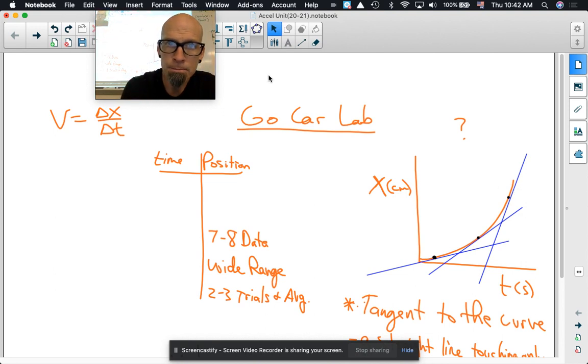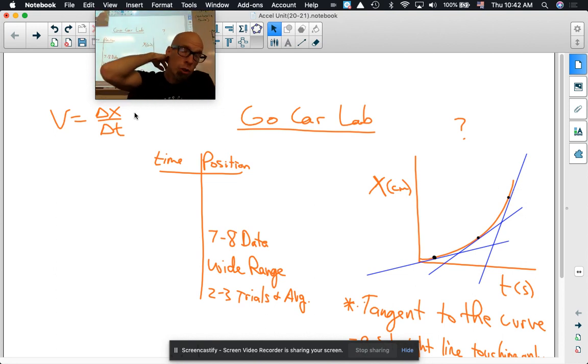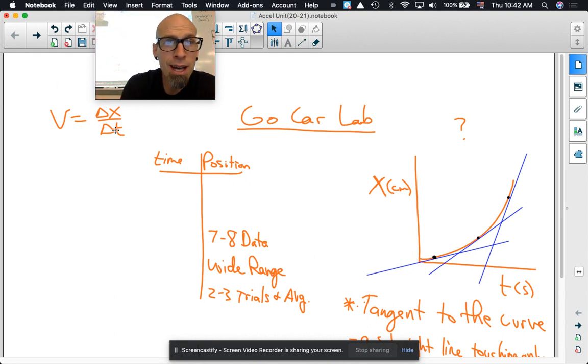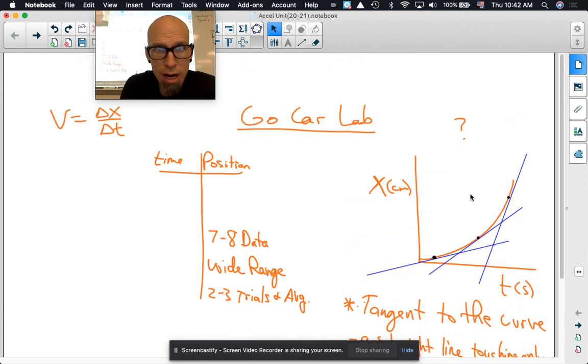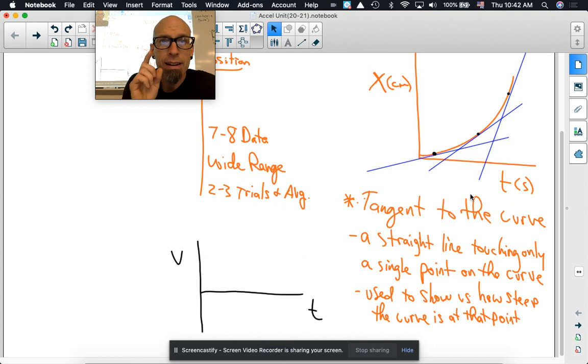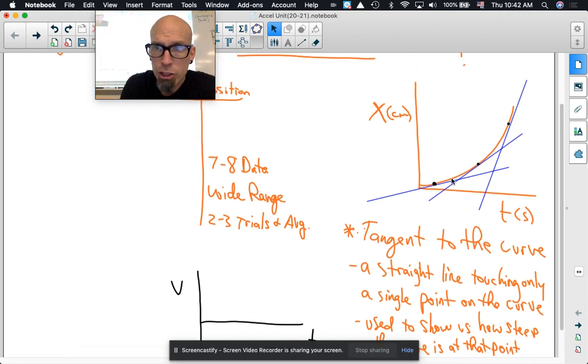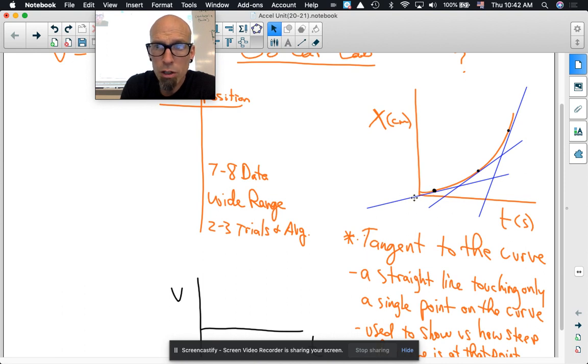Now, the question is, and this assumes you remember what the steepness of a position time graph tells us. What does it tell us? Velocity. Okay, that's what that's called, velocity. So if we're saying the velocity as the go car rolled down the track, as it got further down the track, it was getting faster and faster, as shown by the fact that the steepnesses of the curve are getting steeper and steeper and steeper as we go.